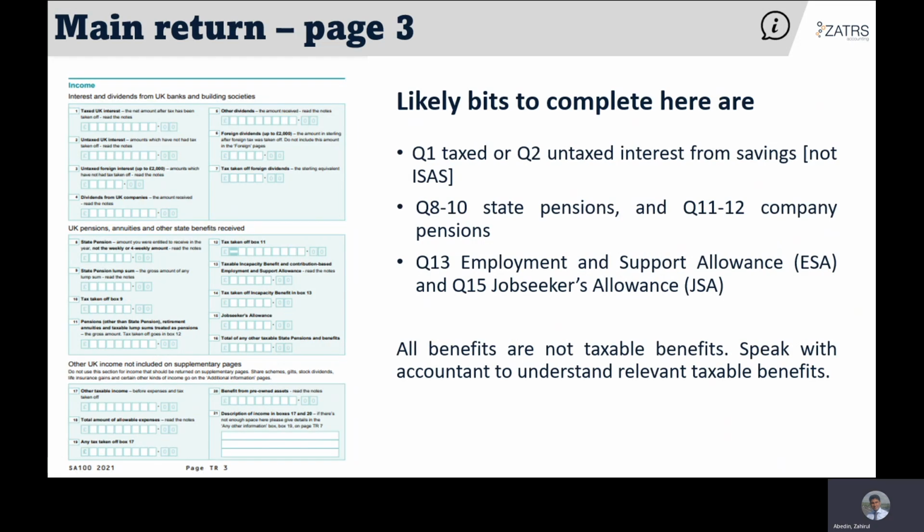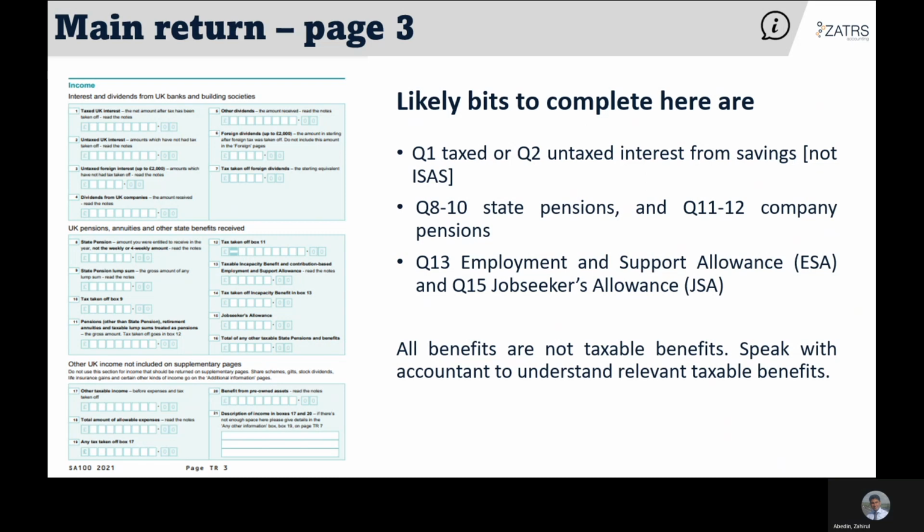In page 3, questions 1 to 7 ask you all about the interest that you have had. The big point to take away here is that ISAs are not taxable. So you don't have to put on your form the interest that you have received in an ISA. But if you have had interest on a bank account or some other savings account, that needs to go in here. You need to tell them how much interest you have had and if you have paid any tax on it.